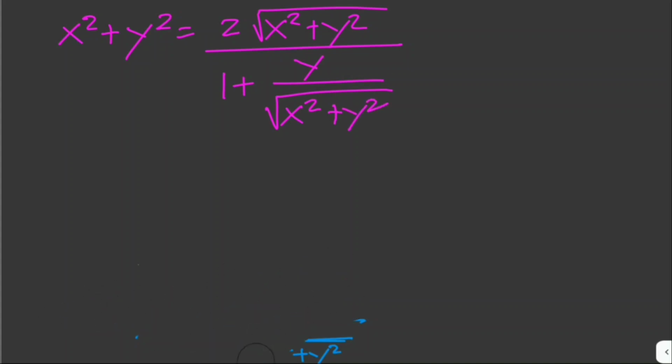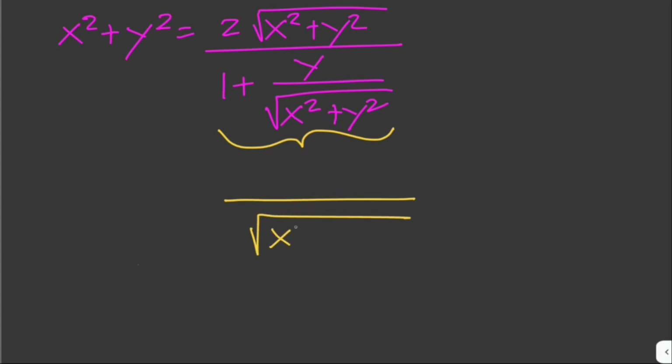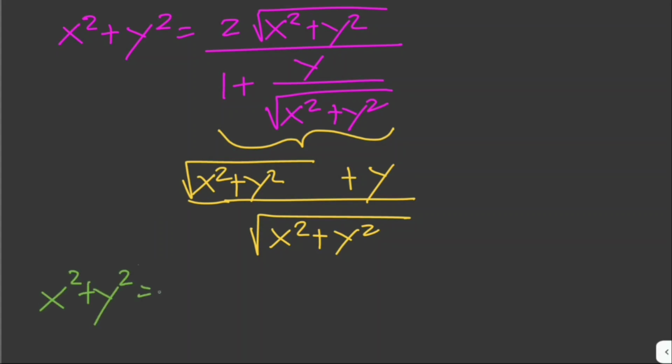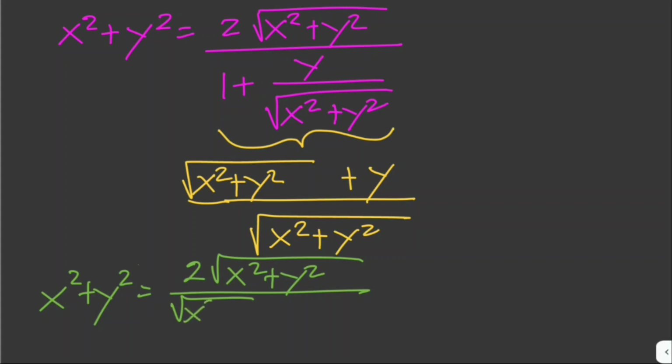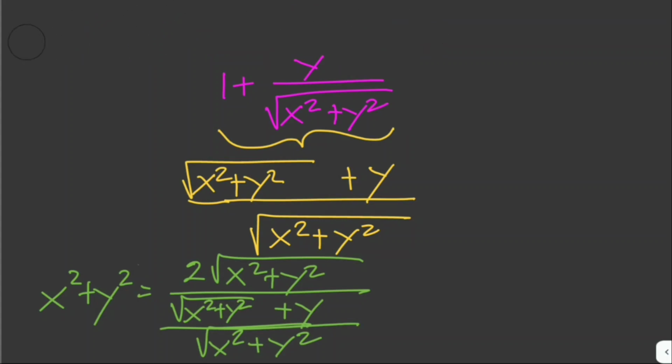So we simplify the denominator. We can write the denominator as, okay, we get the LCD, which is the square root of x squared plus y squared. And then we have our numerator, the square root of x squared plus y squared plus y. And then we can write the whole equation as x squared plus y squared equals 2 square root of x squared plus y squared over the square root of x squared plus y squared plus y, over the square root of x squared plus y squared.